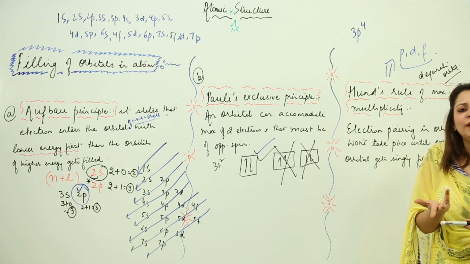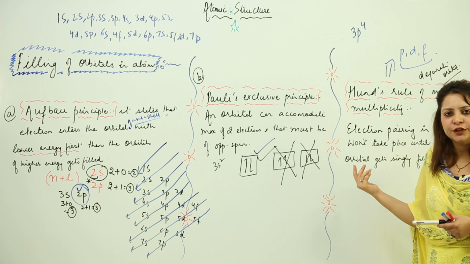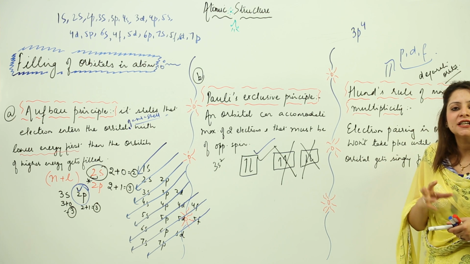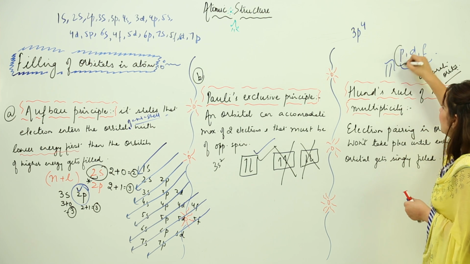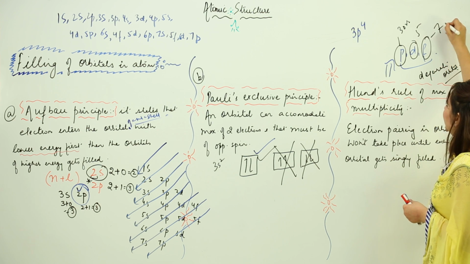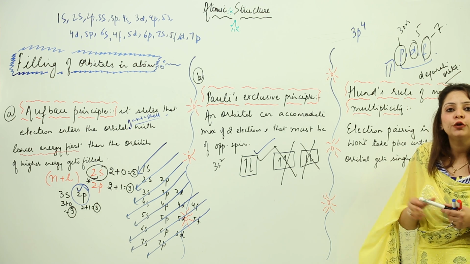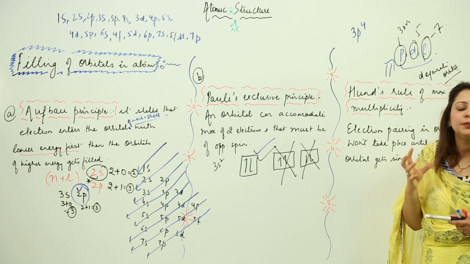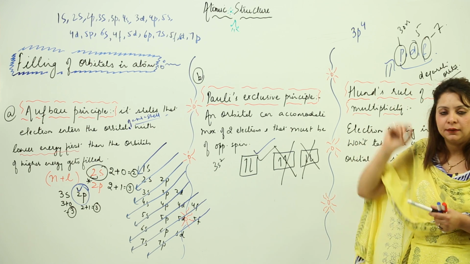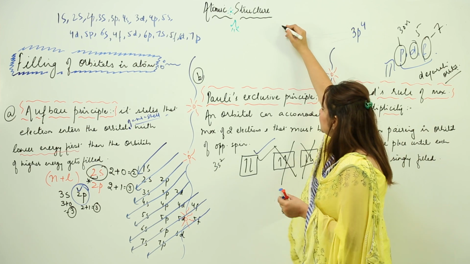In s we have only one orbital, so we won't take into consideration Hund's rule, right. But in p, d, f, p has 3 orbitals, d has 5 orbitals, f has 7 orbitals. So that means this rule has to be followed only in these cases, that is in p, d, f. So suppose I have 4 electrons in my p orbital, that means p subshell.